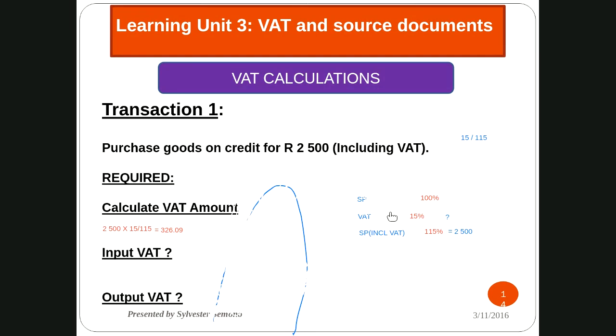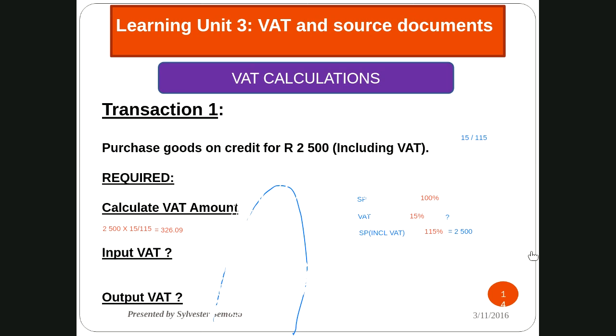So I can always use this if I'm lost. As long as you put the question mark on the right line and you put the amount given to you on the right line, you can use this if you are unsure which one to use. But as long as you want to calculate VAT where VAT is included, you will always use 15 over 115. It will never change.